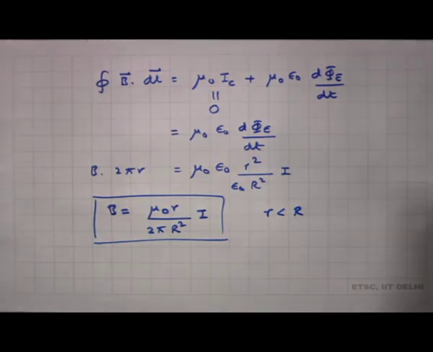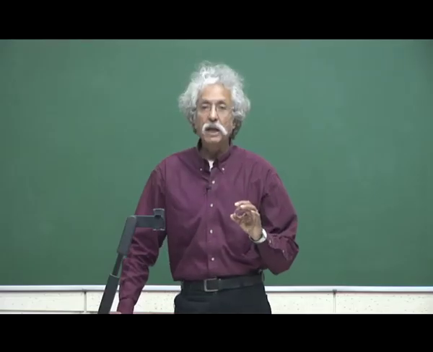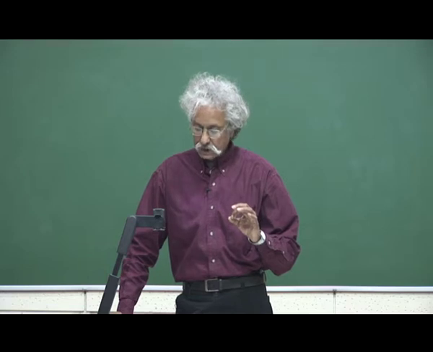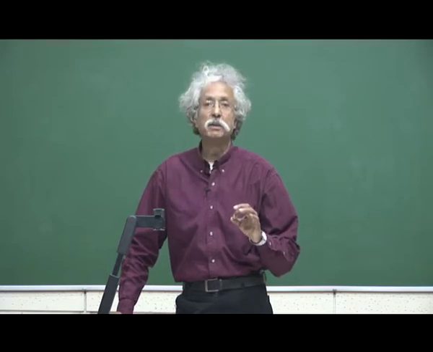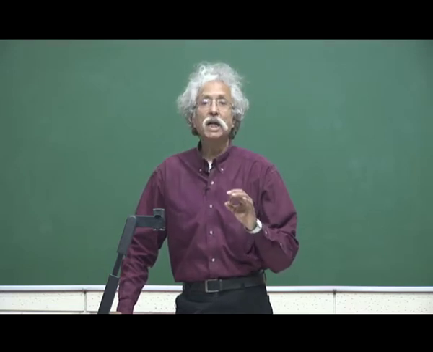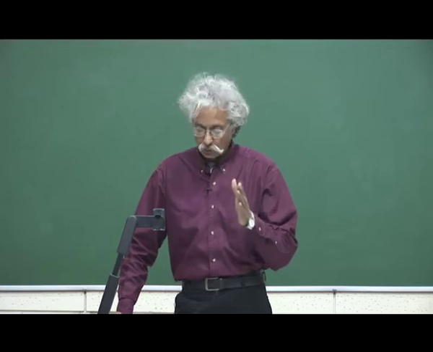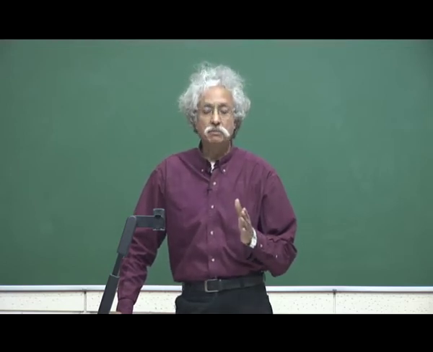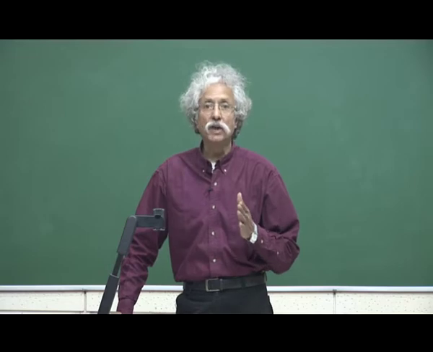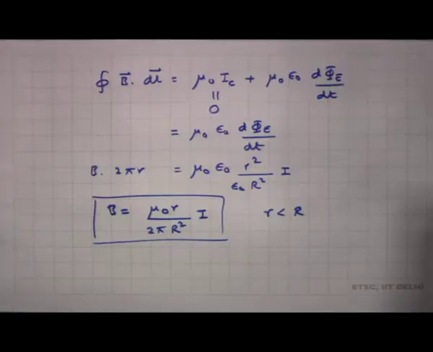So, if the distance from the axis of the circular plate capacitor is less than capital R, which is the radius of the capacitor plates, and I am inside in the space between the capacitor plates, there is a magnetic field associated with the changing electric field, and that magnetic field comes out to be mu naught r by 2 pi R square into I.